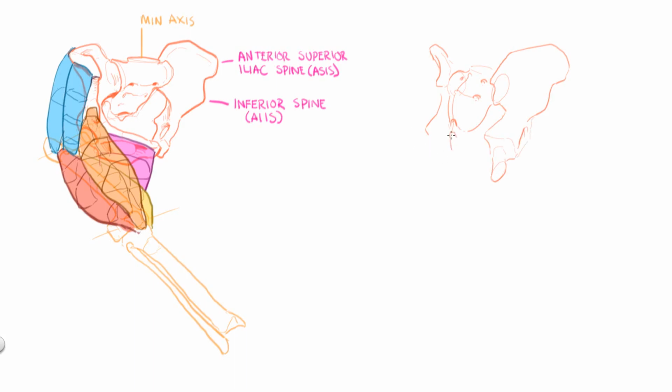Minor axes, ellipses, and cross sections are all going to be crucial in figuring out these organic volumes. If you're really struggling figuring out how these shapes are placed in perspective, simplify them to very, very basic forms. You can just use a tapered cylinder for the pelvic girdle and cylinders for the femur and tibia.